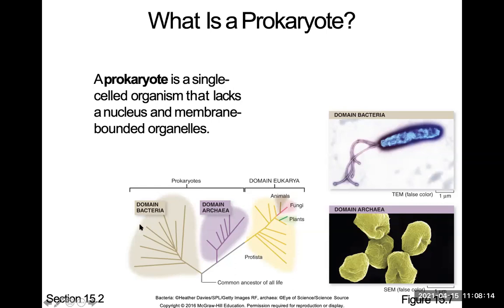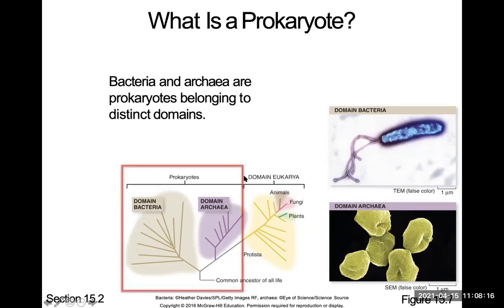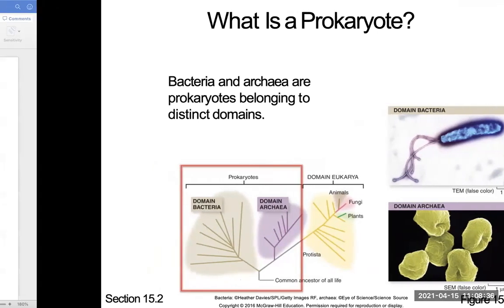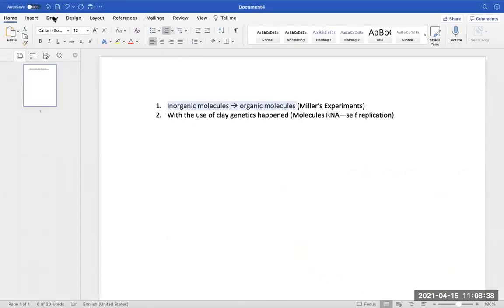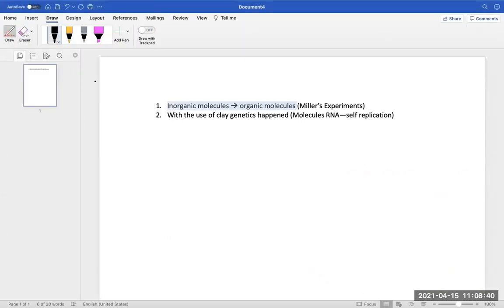So we have two domains here. Bacteria and archaea are prokaryotes that are in different domains, and they were able to put these in different domains by comparing the type of environment they live in, and also by comparing their DNA because we have that technology now. So just to make sure you guys are following me, I'm going to keep a record of all the different groups we go over.